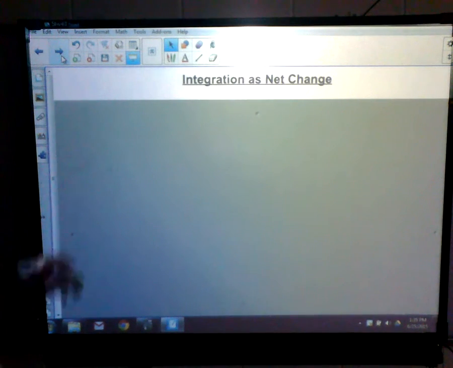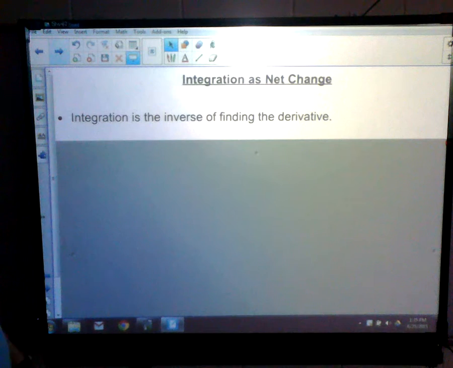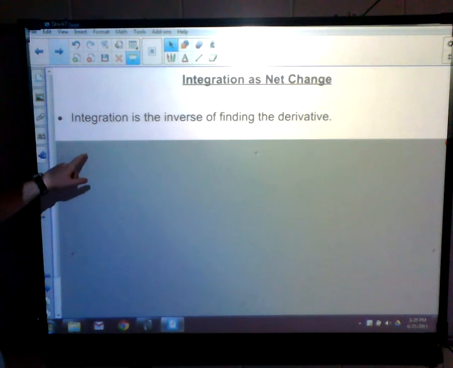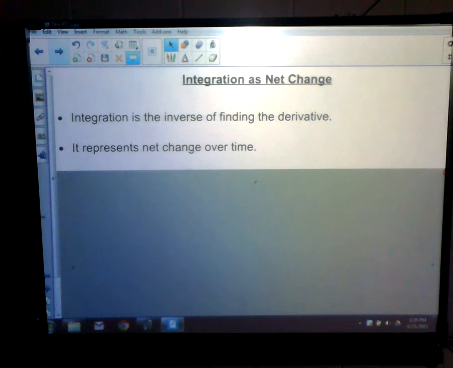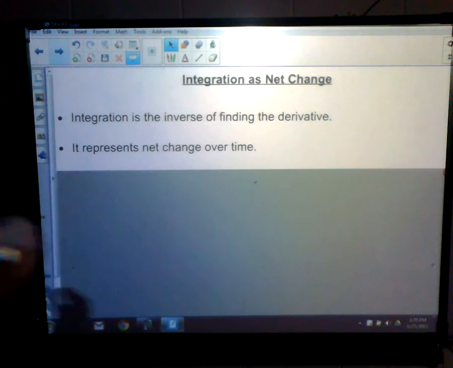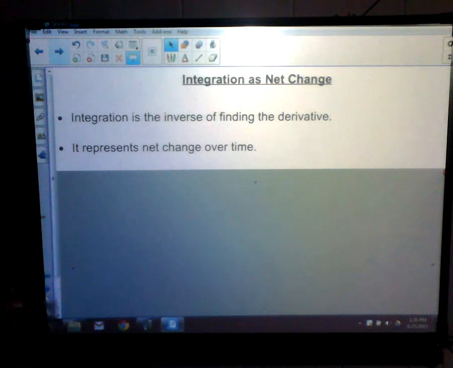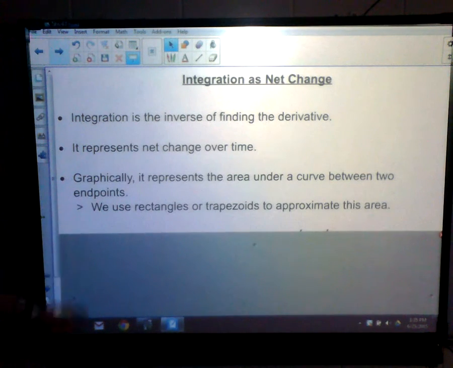Integration as net change. The integration is the inverse of the derivative, so they're the opposite of each other, working backwards from the derivative. It represents net change over time, so how much something has changed over a given amount of time. Graphically, derivative is slope, integration is area. We're going to use rectangles or trapezoids to approximate this area, depending on what the problem asks of us.